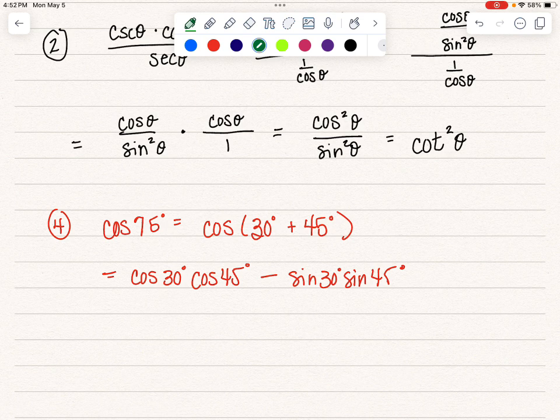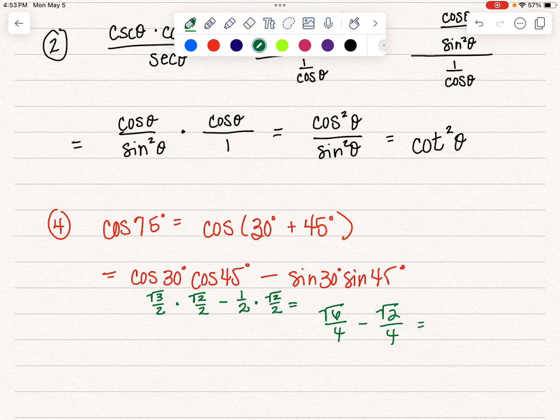Alright, so the cosine of 30 is the square root of 3 over 2. The cosine of 45 is the square root of 2 over 2, minus the sine of 30, which is a half, times the sine of 45, which is the square root of 2 over 2. We talked about how in class, whenever you reduce and multiply this, you get the square root of 6 over 4 minus the square root of 2 over 4. And that is 5,000% a perfectly acceptable answer because there's really nothing mathematically you can do about that.